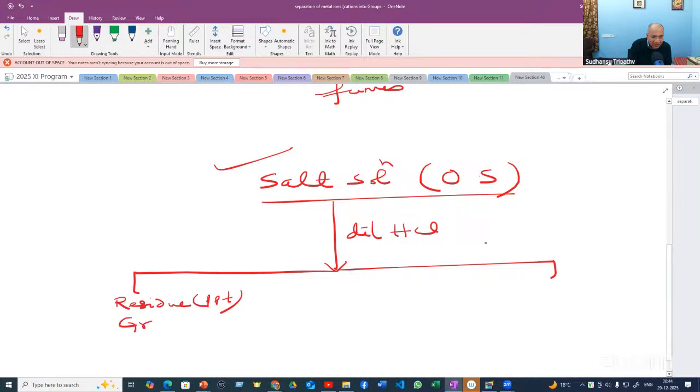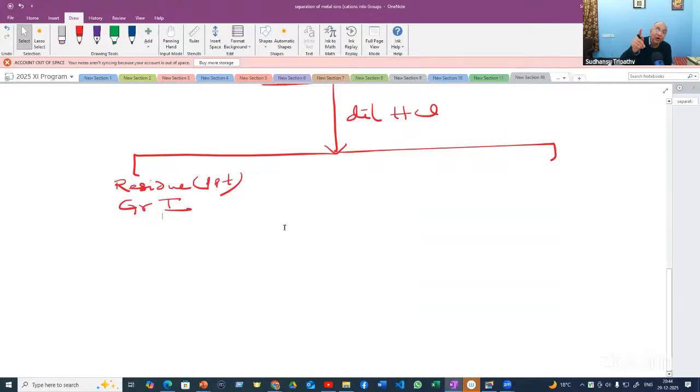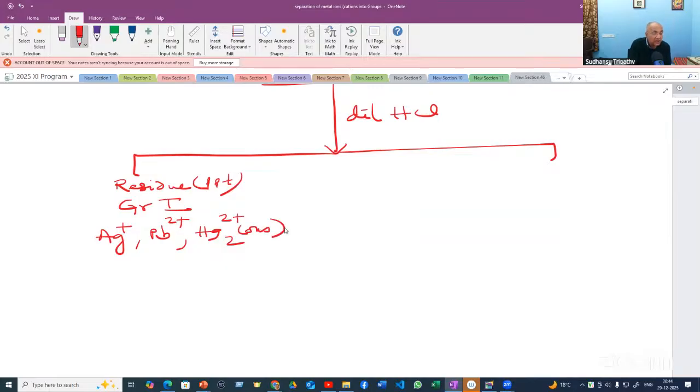Then group 1. Just make a pudia, group 1. The group 1 metal ions, don't confuse with group 1 of the periodic table. These are analytical groups, nothing to do with periodic table groups. Group 1 contains 3 metal ions: silver, lead, and mercurous. In your book, only lead is given. I will show you. Very, very unfortunate. Group 1 contains silver, mercurous, and lead.